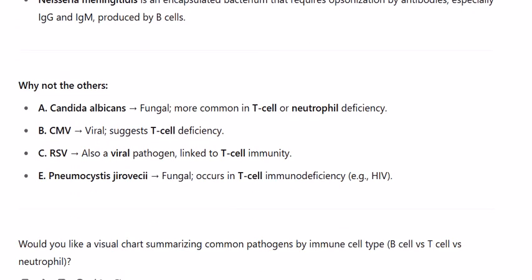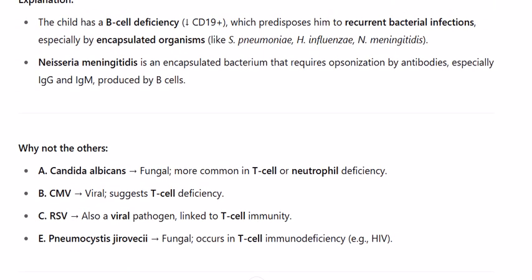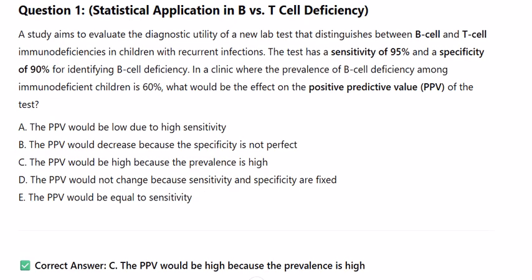Why not the others? A. Candida albicans, fungal, more common in T-cell or neutrophil deficiency. B. CMV, viral, suggests T-cell deficiency. C. RSV, also a viral pathogen linked to T-cell immunity. E. Pneumocystis jirovecii, fungal, occurs in T-cell immunodeficiency, e.g. HIV.